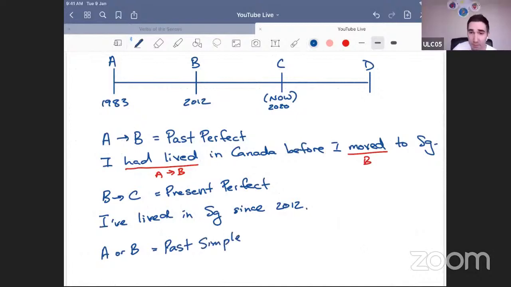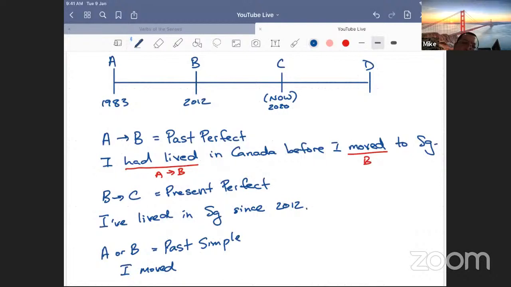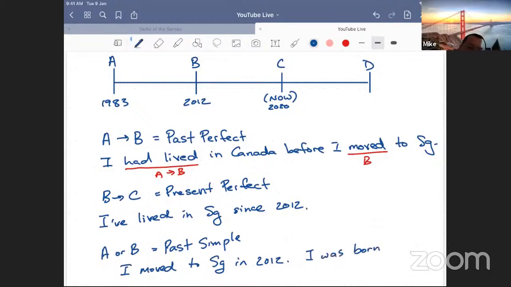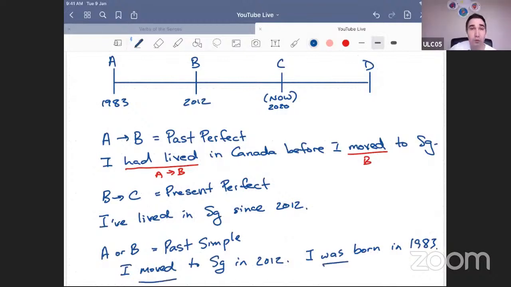A or B means past simple, okay? I moved to Singapore in 2012, right? So here we're just talking about B, or I can say I was born in 1983, right? Also past simple, because there's only one time.